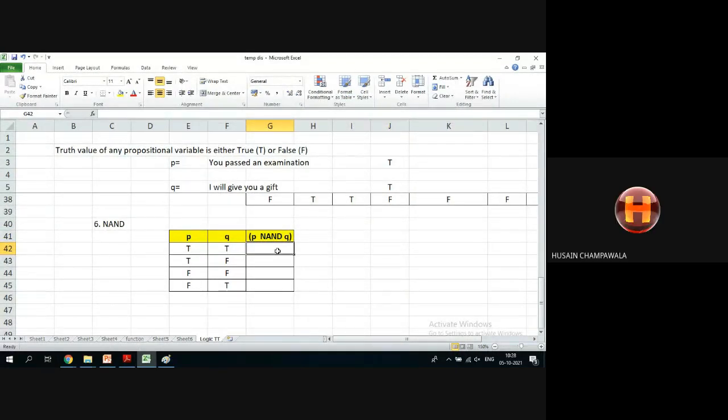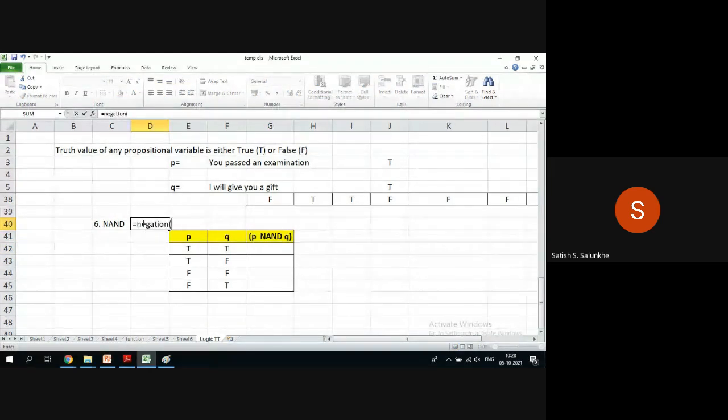If any one is false, then the output is true. Basically, NAND is a derived operation. It is derived from which fundamental operation? NAND is equal to not and. AND operation and then not. Correct. Very good. First you need to perform the AND operation and then negation of that. So basically this is a derived operator. I am writing here negation of AND.